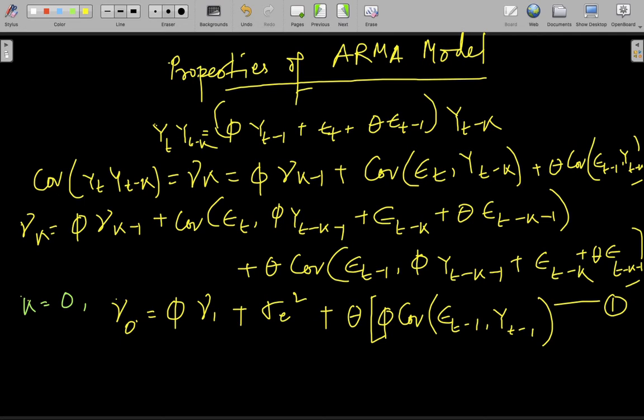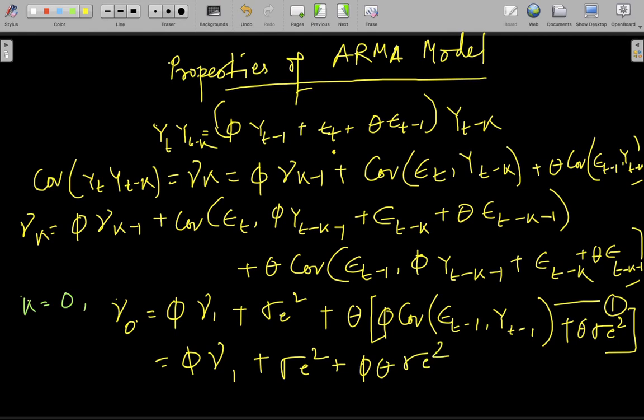Okay, and then here I'll again replace k equal to 0, which means I will have a sigma square term. So I will have theta sigma e square. Okay, so that's the expression I'm going to get. So here what I'll have is phi gamma 1 plus sigma e square, and if I expand yt minus 1, I will have an et minus 1 here. If I replace yt minus 1, what I'll get is theta phi sigma e square plus theta sigma e square, which is going to give me phi gamma 1.